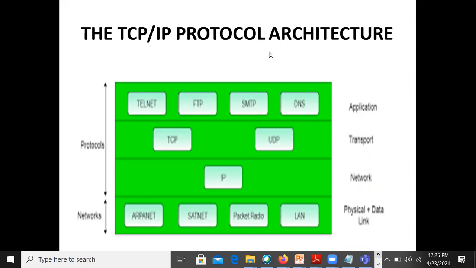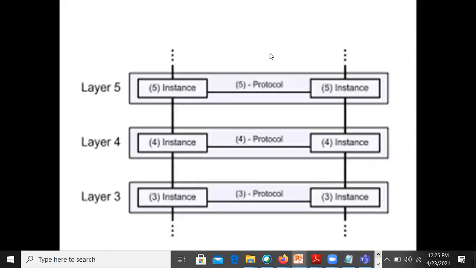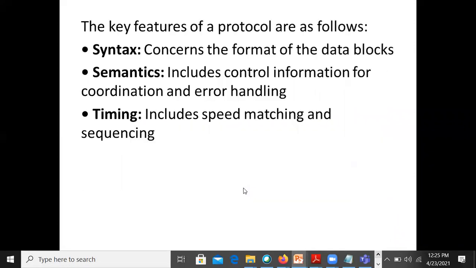We have seen this diagram in the last class, right? Each layer performs some operation and gives the result to its bottom layer, and like this it proceeds. When you take two layers at the same level at source and destination, they follow the same rules. That is called protocols. What will the rules include? Syntax, semantics, and timing, right?